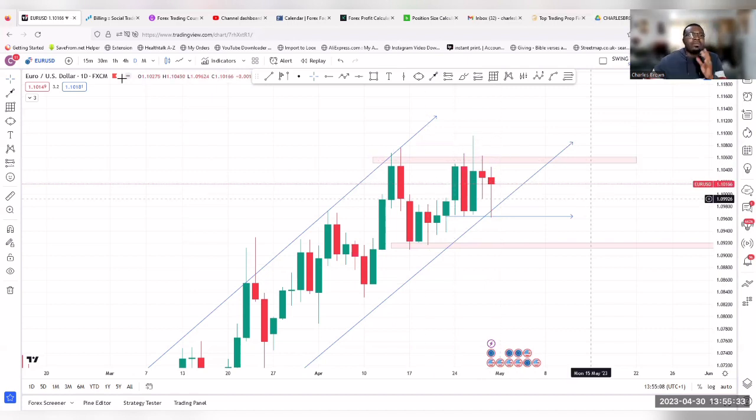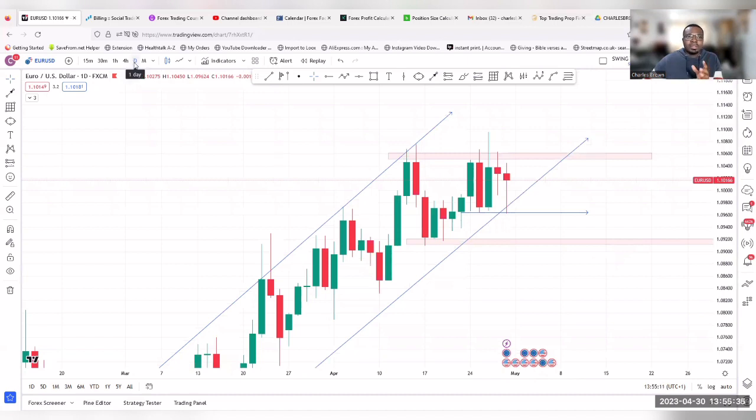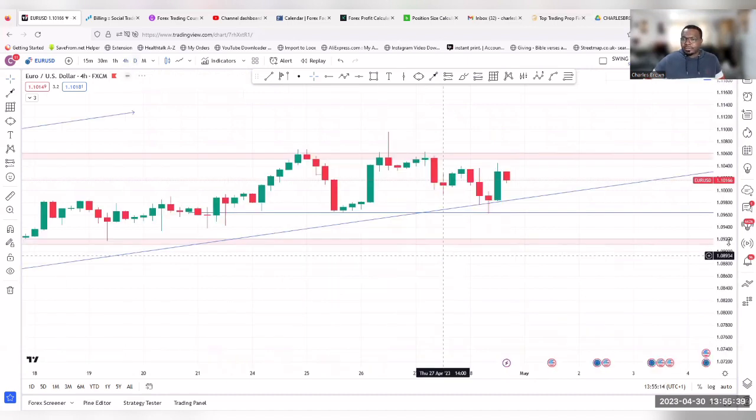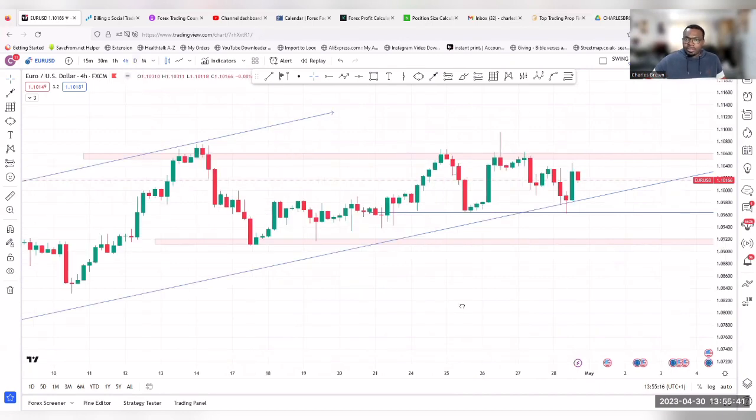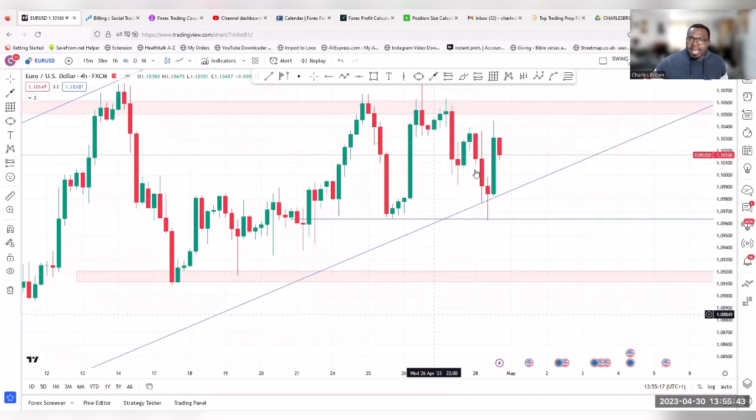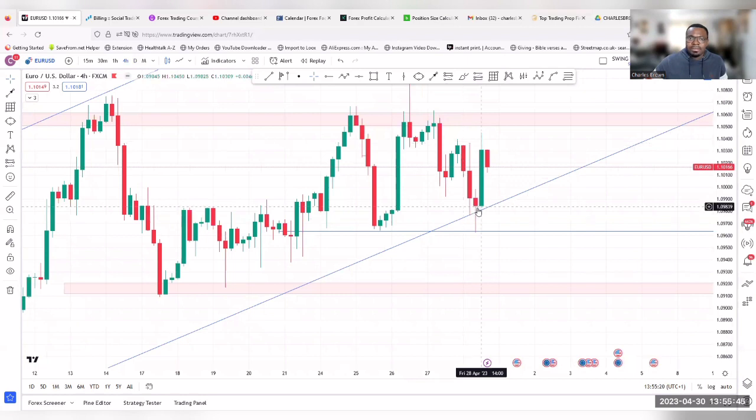So let's go to the 4-hour time frame to look at the picture clearly and how we could position ourselves to trade. Now, you see what I just said to you. I said the buyers are in. Look at what they did. They left a pin bar here on the key level, and then price pushed higher.